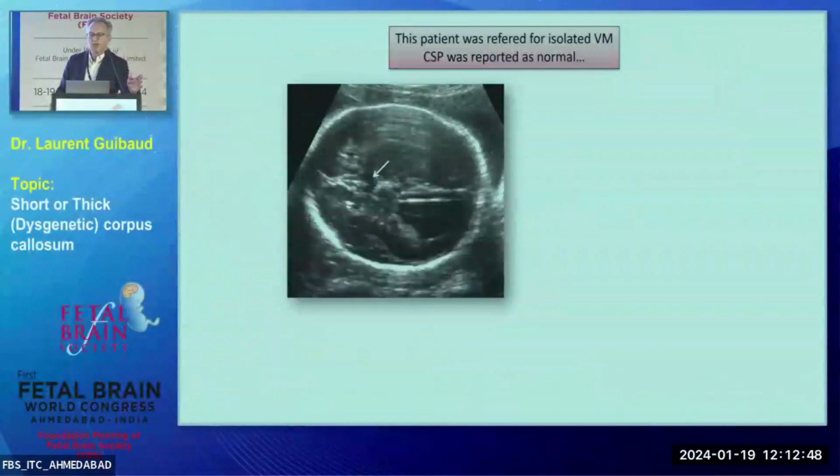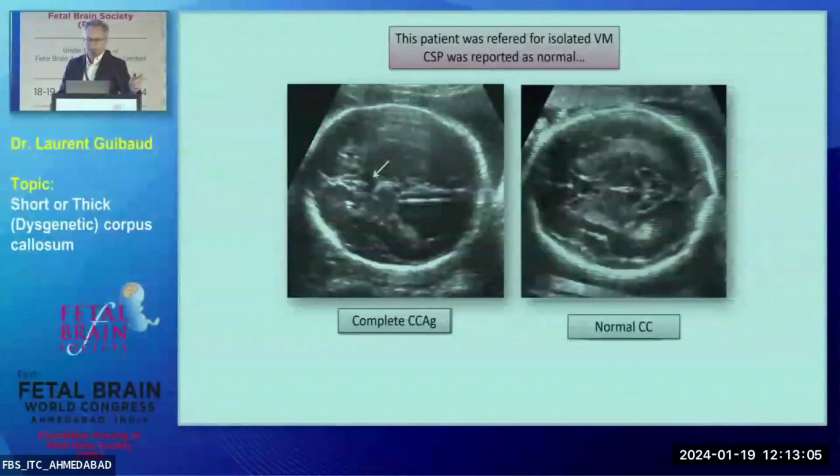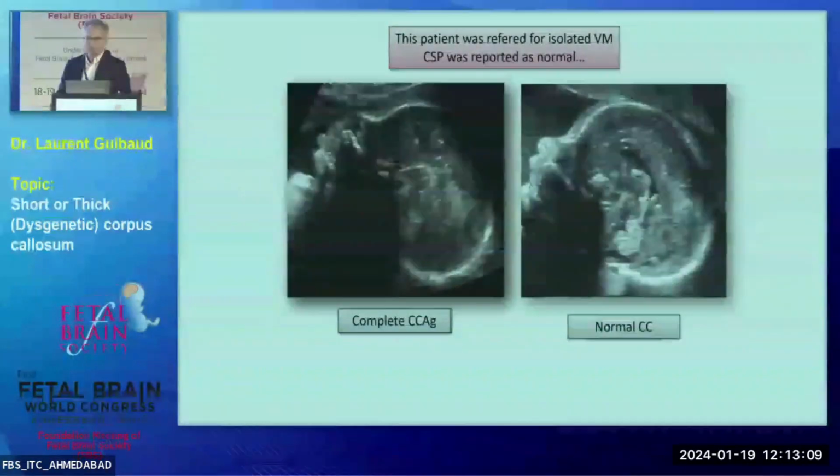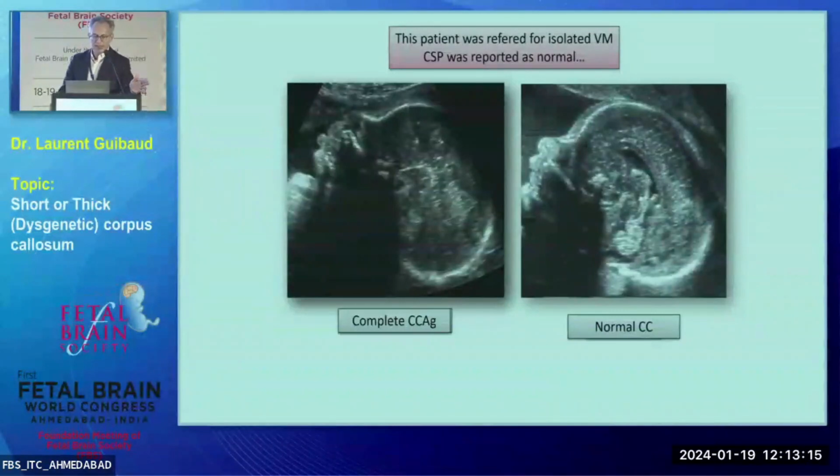These are patients referred for isolated ventriculomegaly. In the report, it was said that the CSP was normal. But what you are looking at in this square box is not the CSP. It's just the ascension of the third ventricle, a false image of the CSP, compared to the normal cavum septum pellucidum here. In that case, normal cavum and normal corpus callosum. And in the other case, complete agenesis of the corpus callosum.